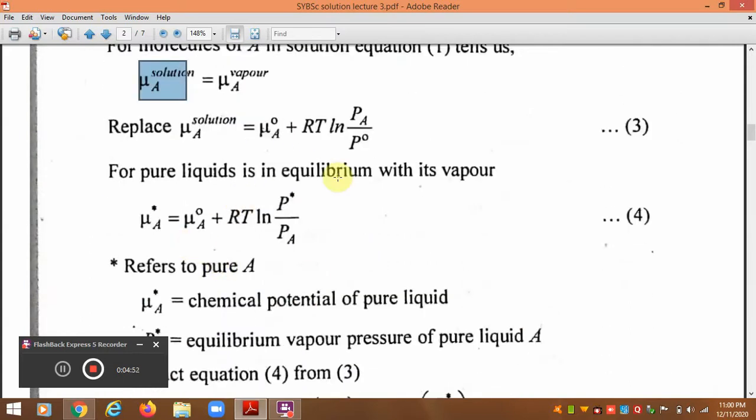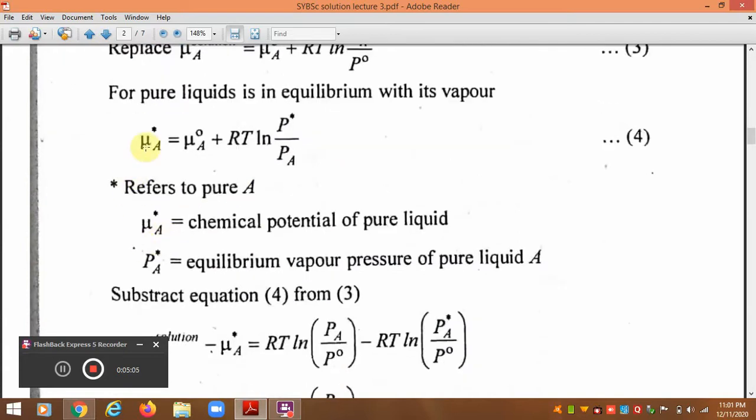For pure liquids which are in equilibrium with their vapor, mu A star is equal to mu 0 of A plus RT ln of P star upon P0, and this star indicates the pure component. So here the chemical potential of pure component A is equal to the standard chemical potential of A plus RT ln of P star, where P star is the vapor pressure of pure component A divided by the standard pressure P0.